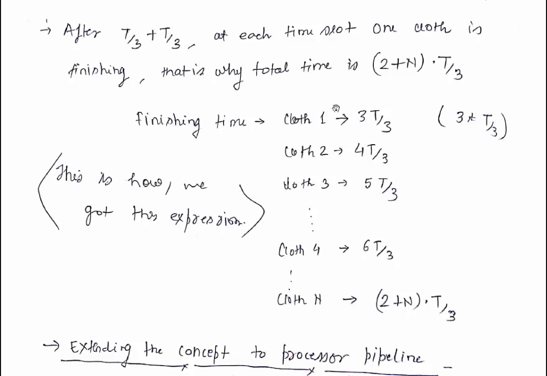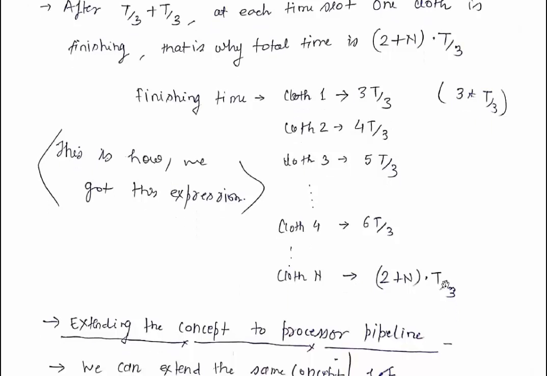How is this derived? You can see here, cloth 1 is t, cloth 2 is 4t by 3, cloth 3 is 5t by 3, cloth 4 is 6t by 3. Okay, so cloth n would be 2 plus n multiplied by t by 3. Okay, this is how we got the expression. And analytically you will also be able to know that after t by 3 plus t by 3 we will be getting one cloth ready. So that is why we have added 2 into n.